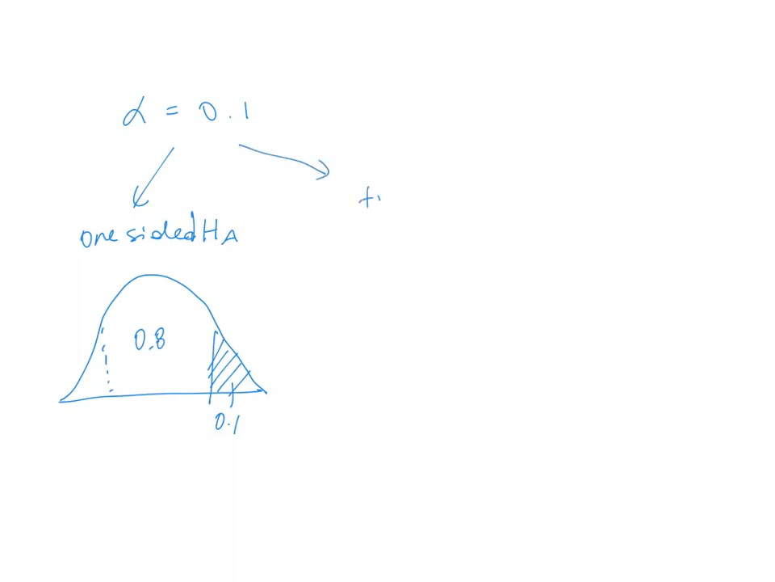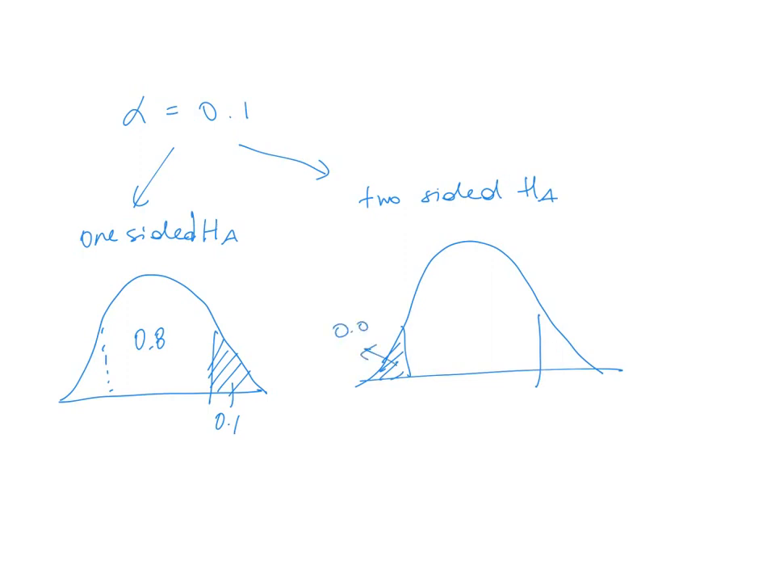If I had a two-sided HA, then it would look something like this, where the 0.1 is made up of two components. And here the confidence level would be 0.9. The two-sided alternative hypothesis would always say a particular number is not equal. Exactly. And the one-sided would say less than or greater than.